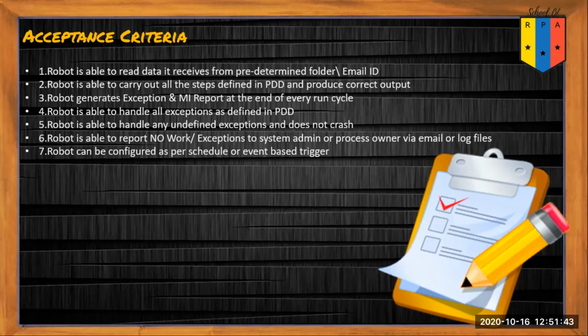Robot is able to handle any undefined exceptions and does not crash. So normally we cannot always estimate all kinds of exceptions that are going to occur. So the robot should be resilient enough to handle any kind of unknown exceptions.